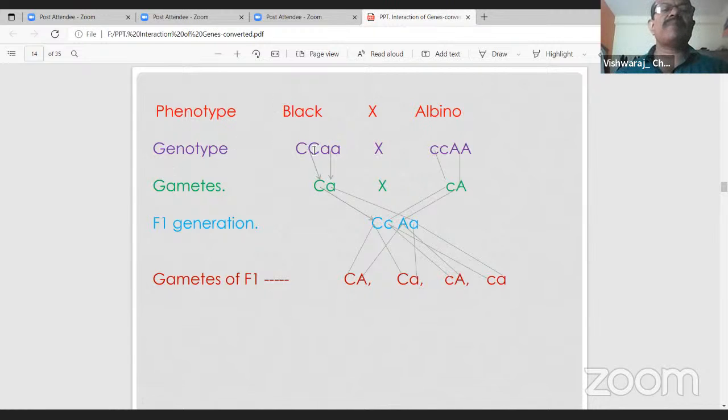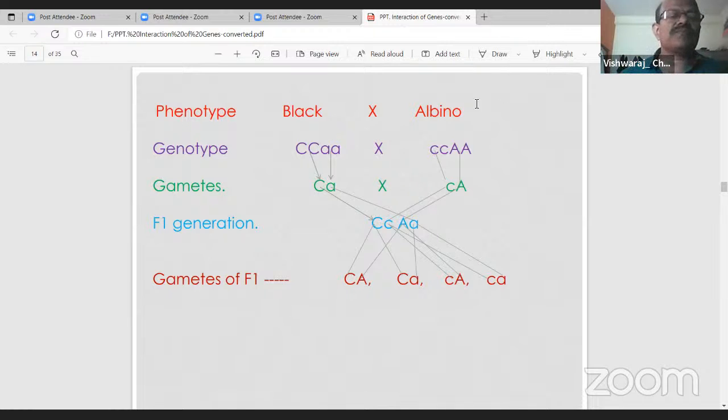The genotype of the black is capital C, capital C, small a, small a, and the genotype of the albino is small c, small c, capital A, capital A. From these, capital C is common, small a is common, and small c is common, taking capital A from the albino. The F1 produced is capital C, small c, capital A, small a.